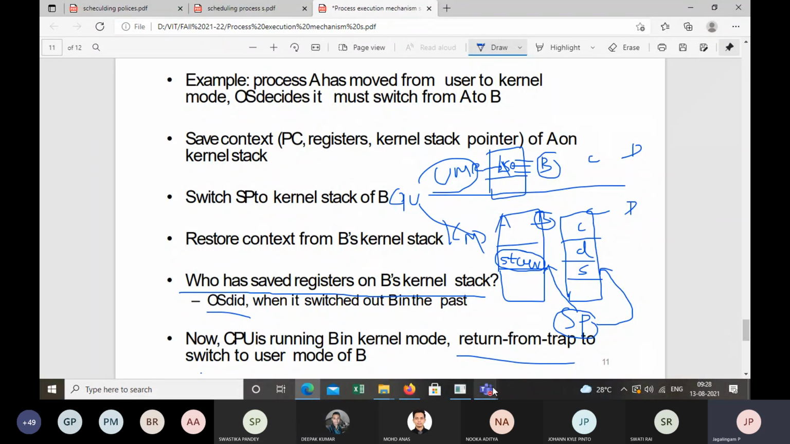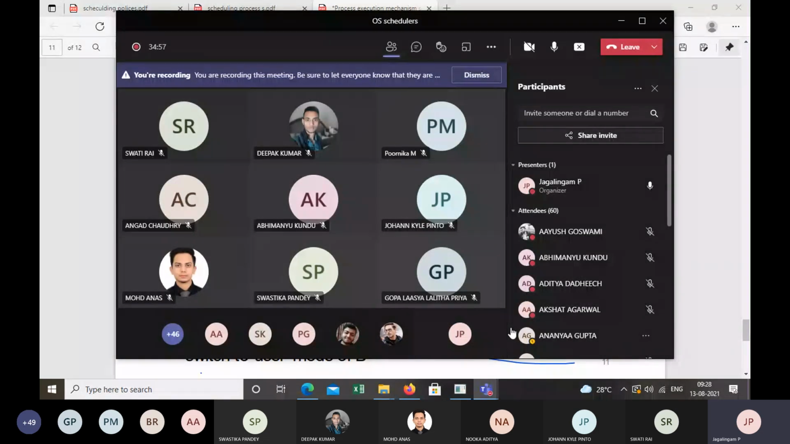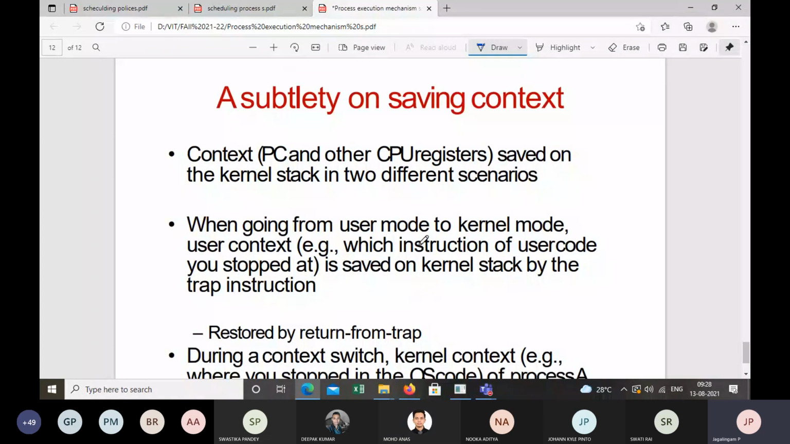So everyone understands now? Yes, sir. Is that fine with you? Yes, sir. Good. Okay. Now we know what context is, right? What do you mean by context?